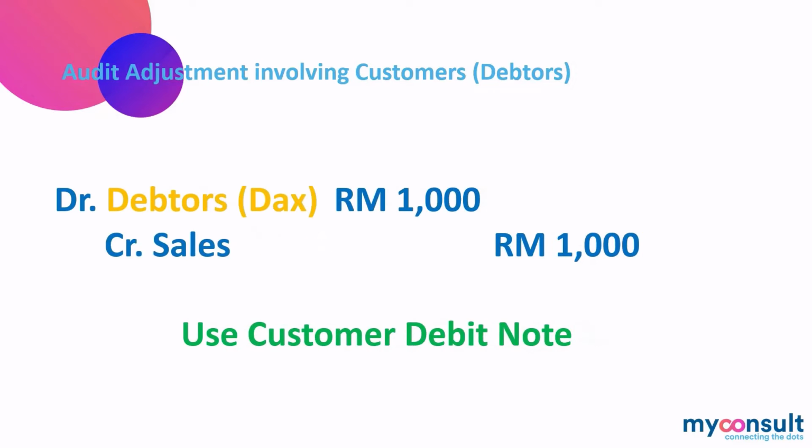Alright, so for this example, we are going to use this adjustment. We are debiting your debtors tax 1000 and we are crediting your sales. So this is how we're going to do it in SQL accounting.